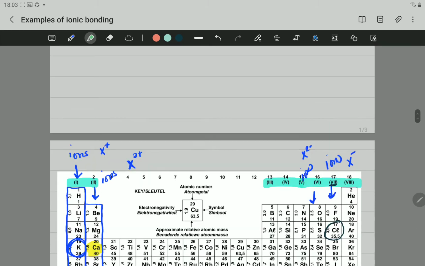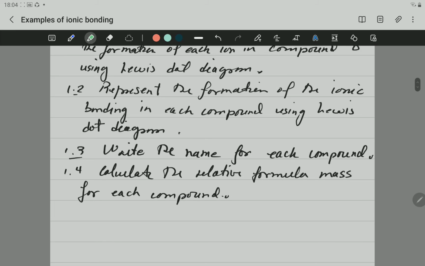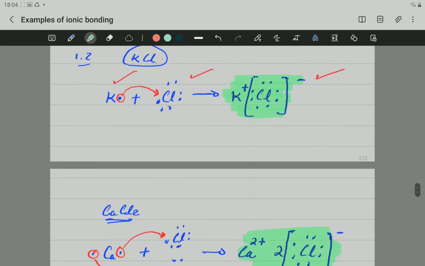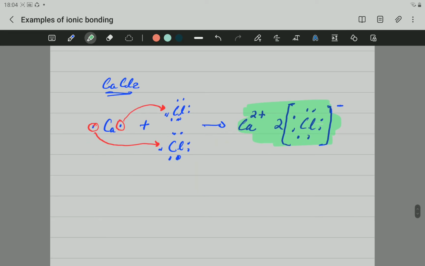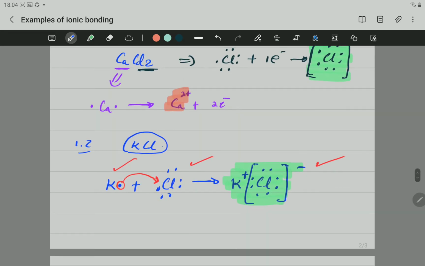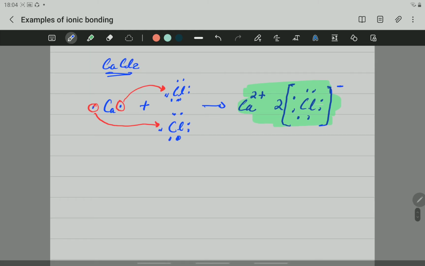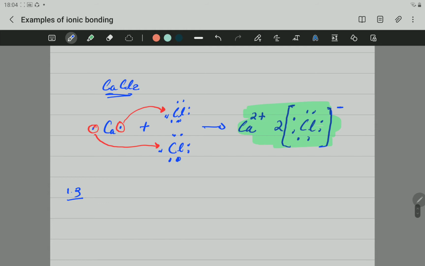The next question said write the name of each compound. Now, to write the name, we're going to recall quickly what we learned at the beginning of the year. Okay, so for question 1.3, the first compound is KCl. So you have to go to the table of ions. It was done in class.